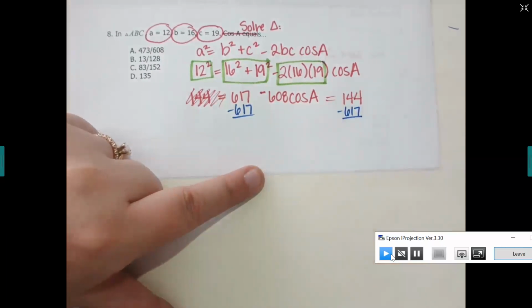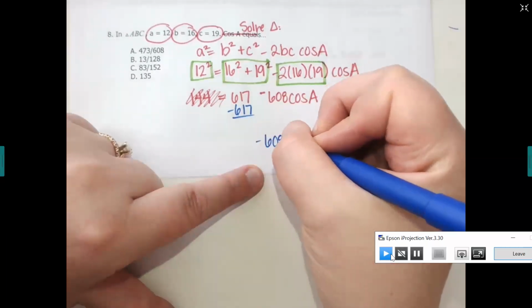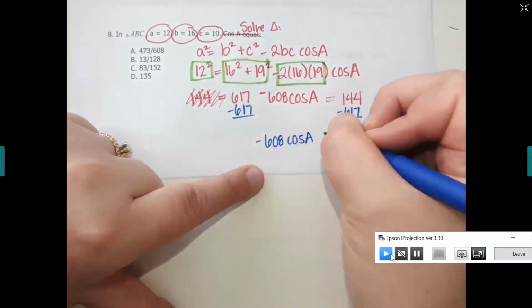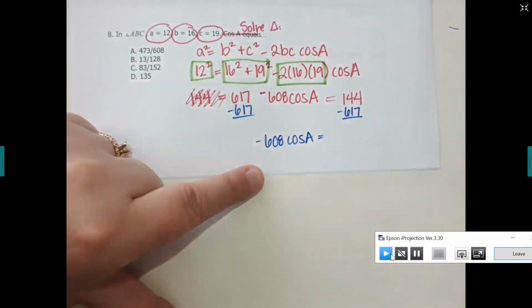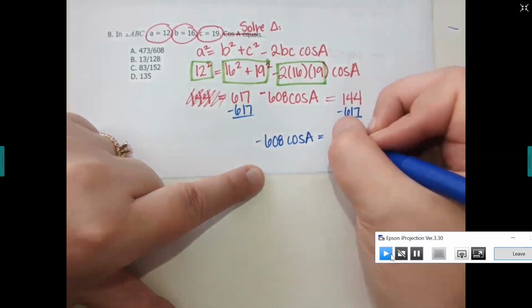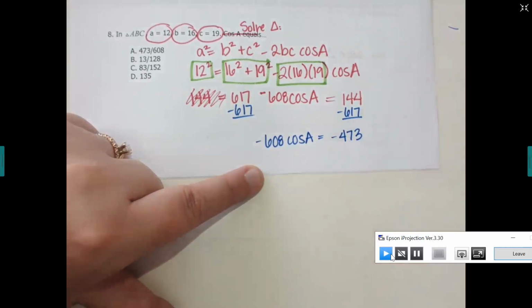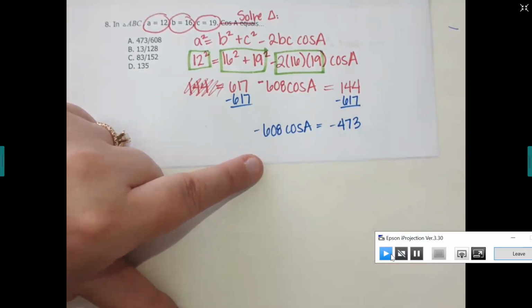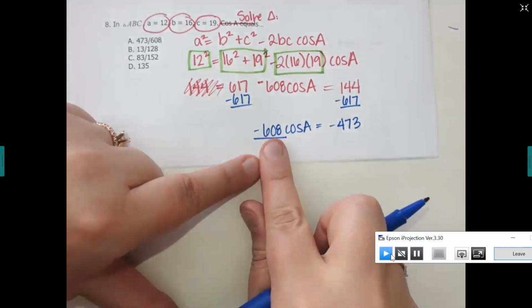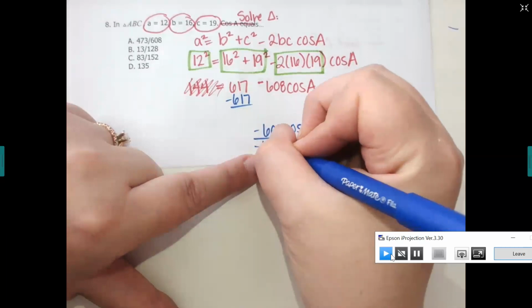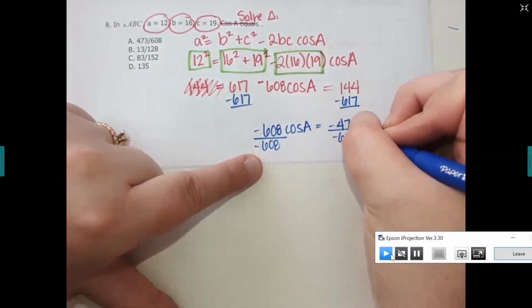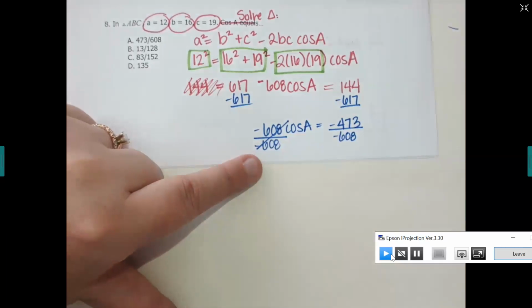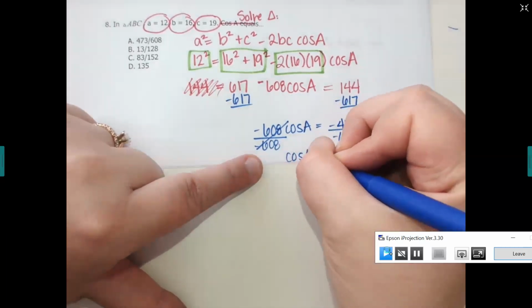What is 144 minus 617? Okay, very good. So I have negative 608 cosine A equals. So we got negative 473. Okay, and then how do I get rid of the number in front of the cosine? Divide it, very good. Okay, if it's in front like this, you divide to get rid of that. So negative 608 on bottom. That crosses that out to where now I just have a cosine A equals.